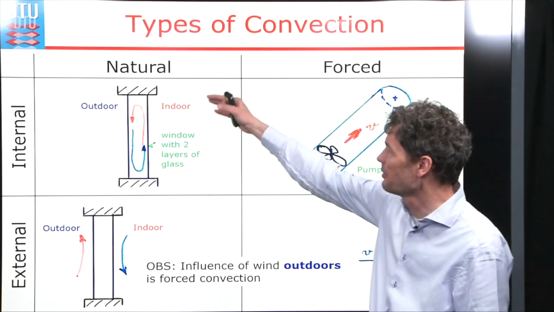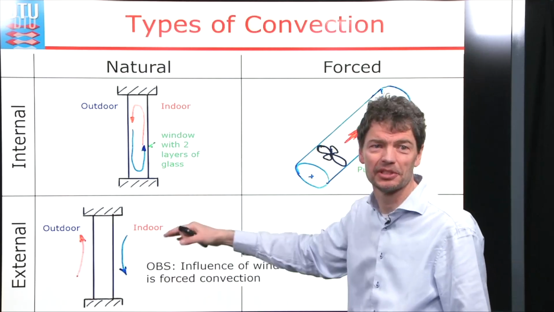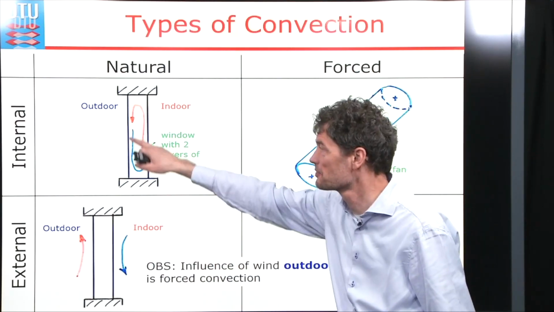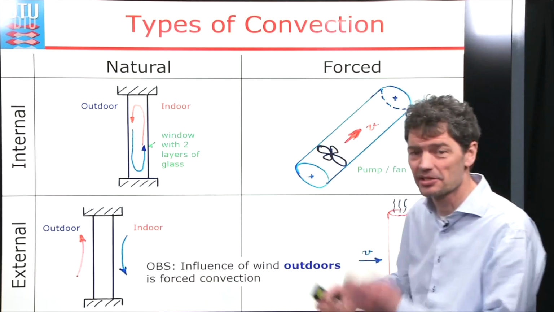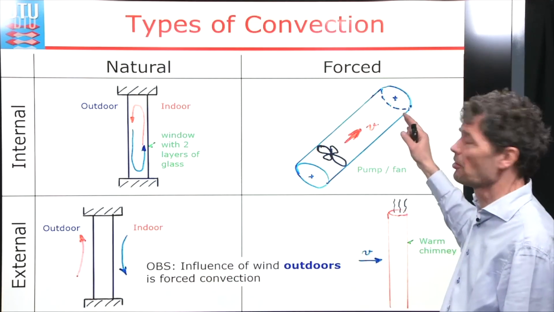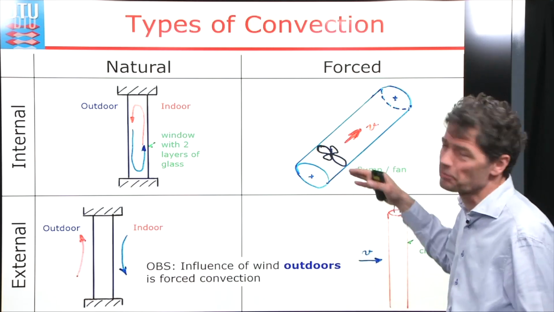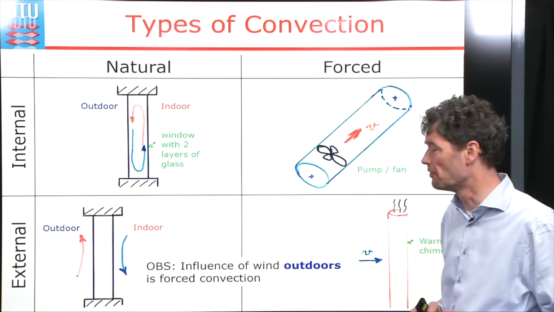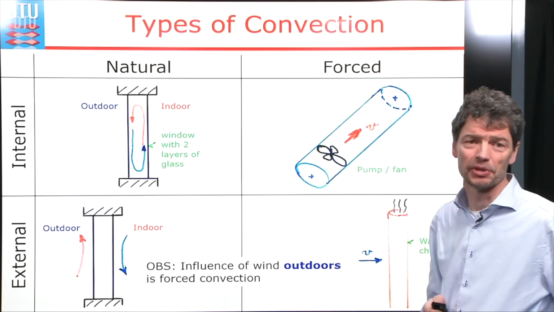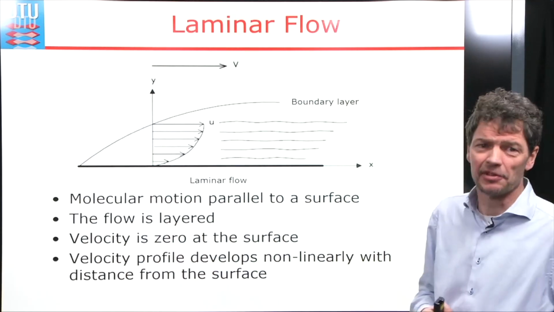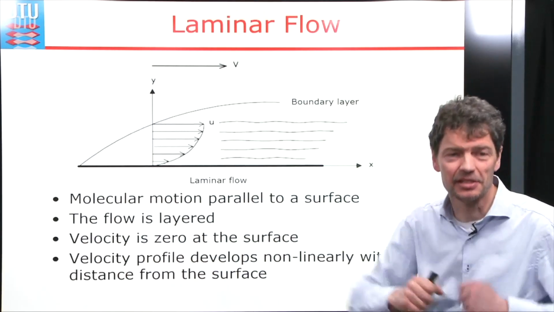And then the flow could be naturally driven by temperature differences. Warm air rises, falls down on the cold side, and such things. But it could also be a forced flow, where in principle a fan pushes the fluid, but it could also be the wind and such things. So when you have the flow, you should also characterize its nature.